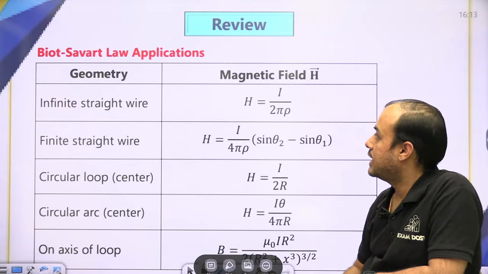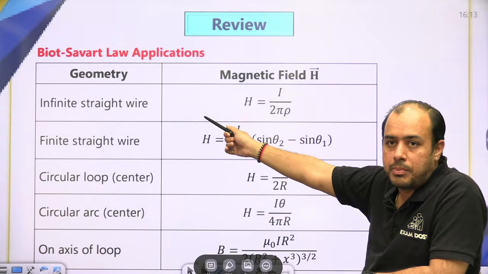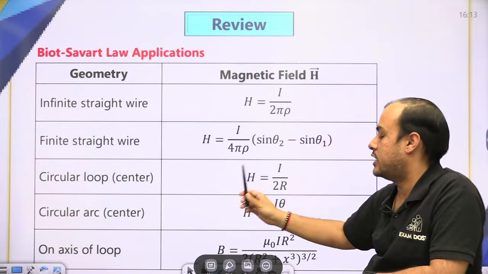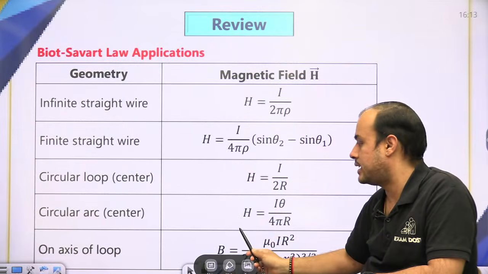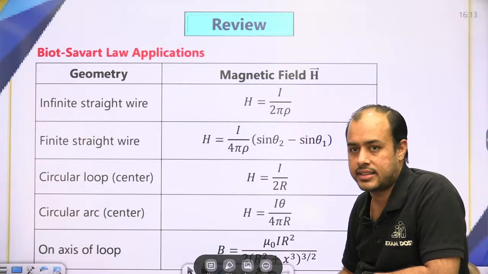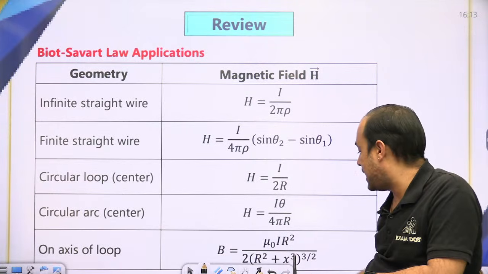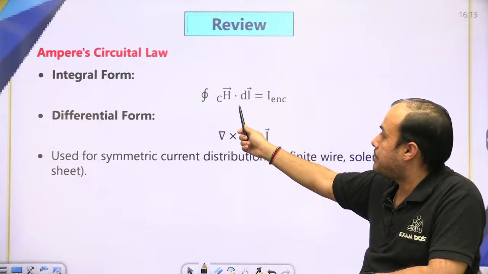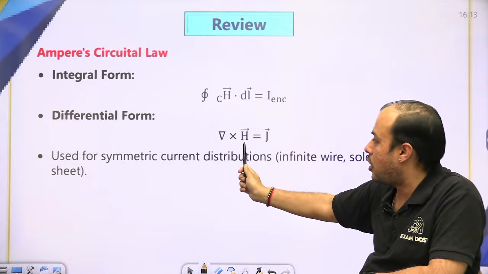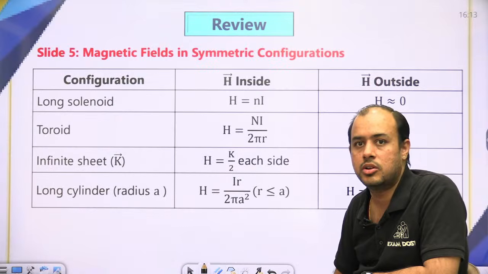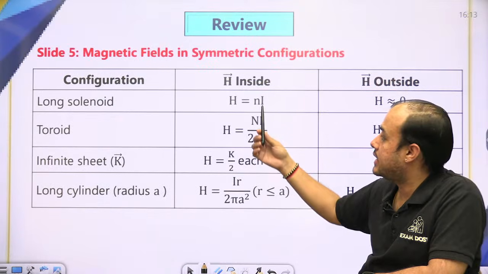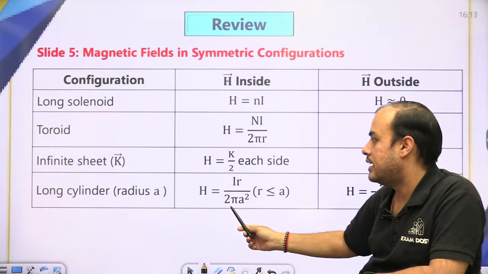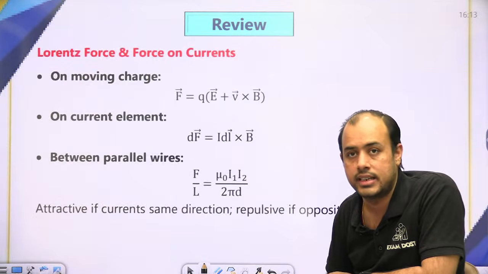Okay. Then beta, we saw the application of Biot-Savart law in finite straight wire, circular loop at the center, circular arc at the center, and at the axis of the circular loop. We saw the Ampere's law in the integral form, in the differential form. Okay. We saw the magnetic field due to a long solenoid, toroid, infinite sheet, and also a long cylinder.